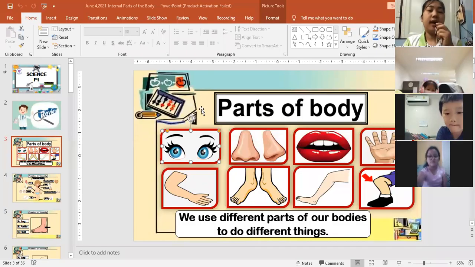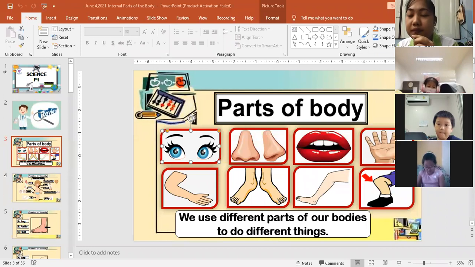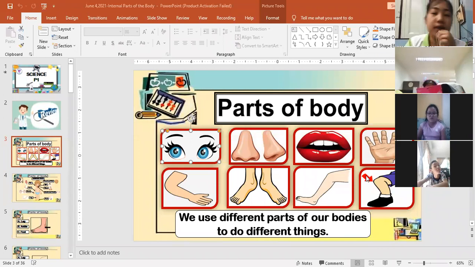Okay, so we have, how many eyes can you see? I will ask Chanyu. Chanyu. This time I will ask Chanyu, how many eyes can you see on this picture? Two. Okay, very good. There are two eyes. For what are your eyes? You use your eyes to see the things around you, right?